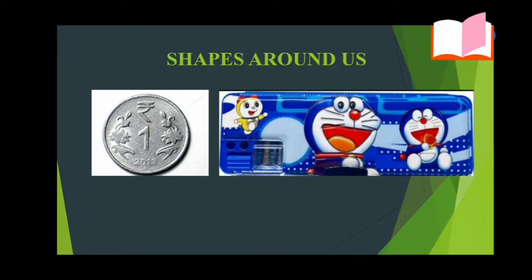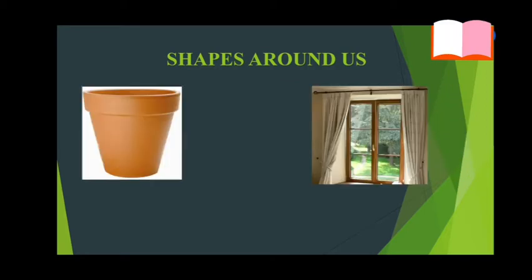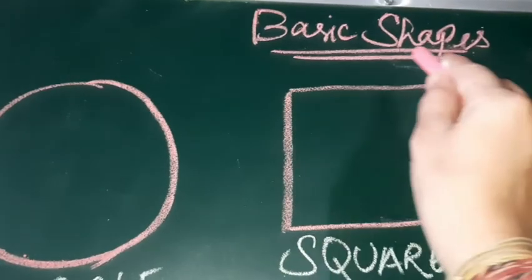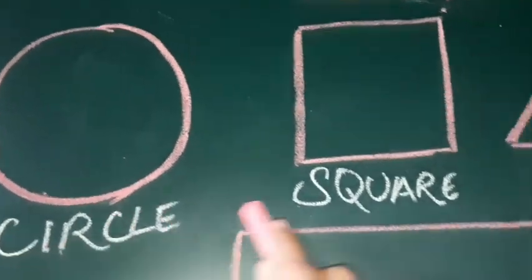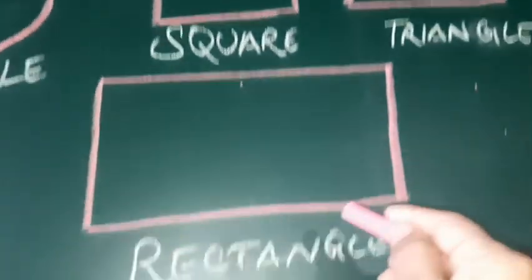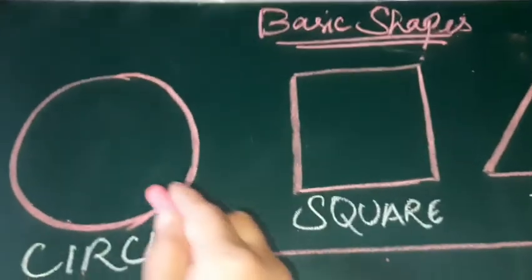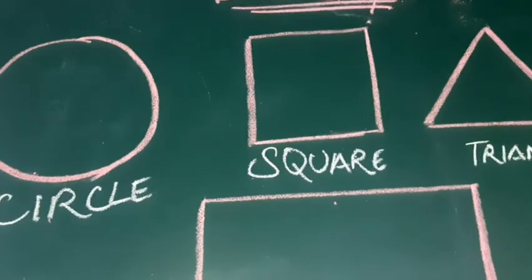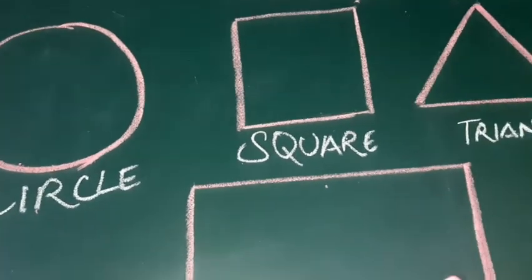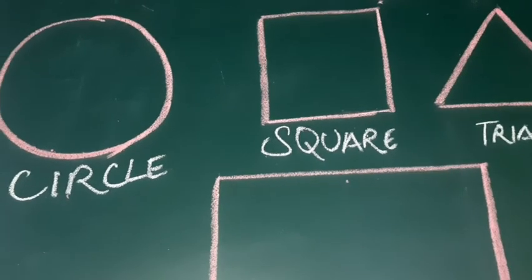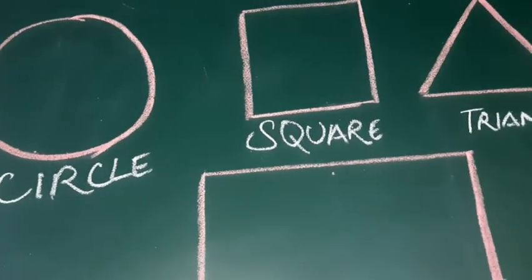What are the basic objects that we see around us? The coin, Doraemon, pencil box, flower pot, window, door, wall, etc. These are a few examples of the shapes that we see in our day-to-day life. The basic shapes are circle, square, triangle and rectangle. Shapes can be created by using straight lines and curved lines. Let's get to know how to draw the shapes using straight and curved lines.